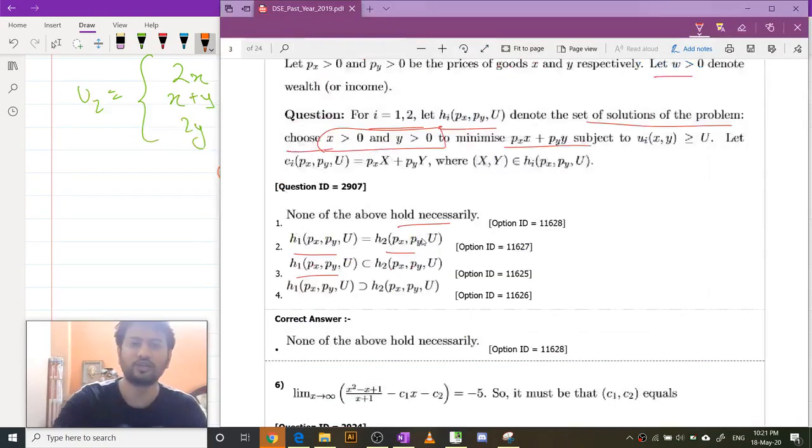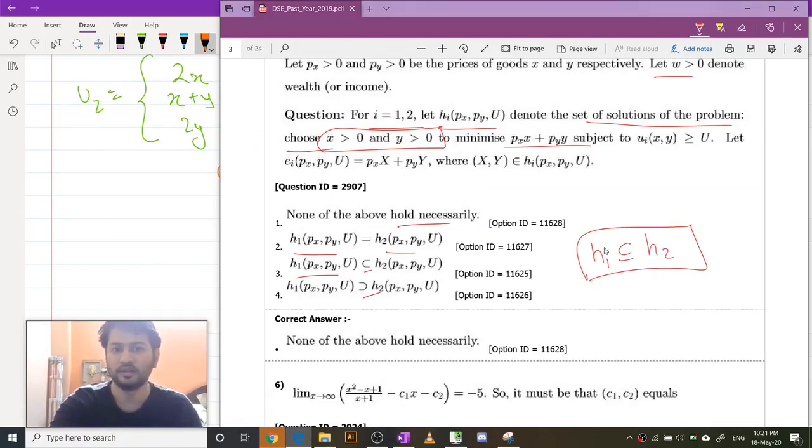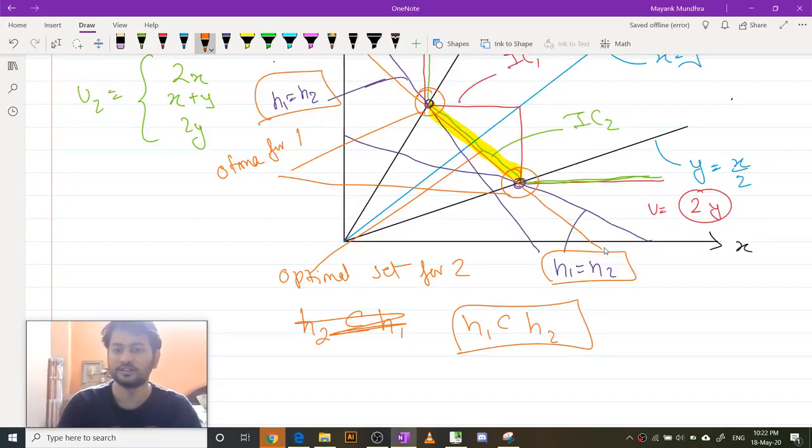So let us go through the options. The options are either equal to, or H1 subset of H2, or H2 subset of H1. The correct answer would have been H1 is an improper subset of H2. This would have been the proper answer. So in this situation, none of the above necessarily holds. So that is your correct answer.